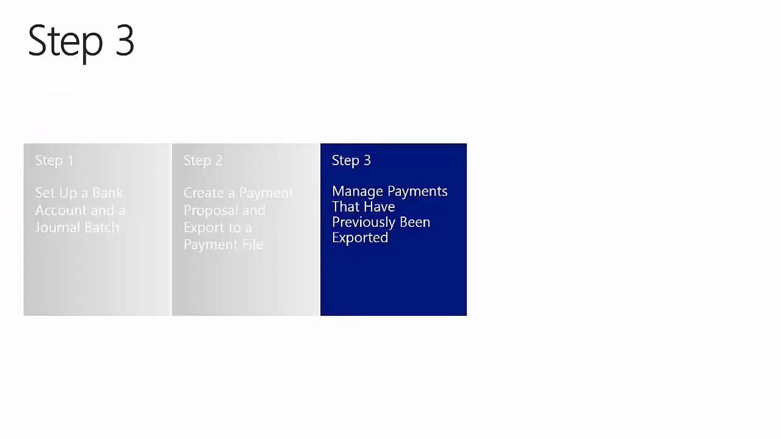The third step is how to manage open documents for which payment exports have previously been exported. This demonstration will show you how to ensure that you pay your vendors in the correct way when you generate new payment proposals in situations where there are open vendor documents for which electronic payments have been already created. Those open vendor documents may be due to situations where the payments are still in process at the bank and the payment is not yet posted, or the payments are only partially paid.